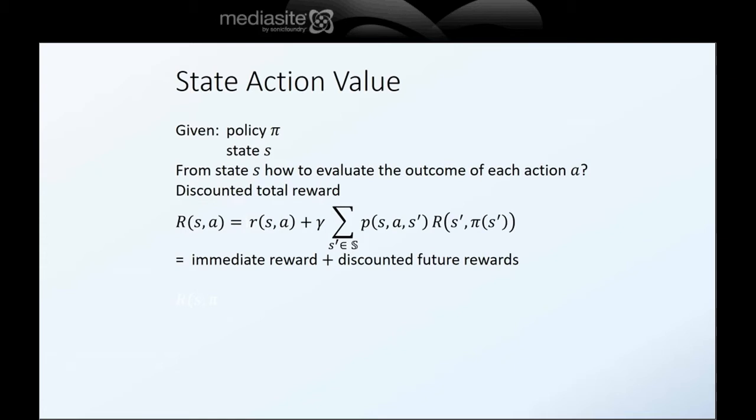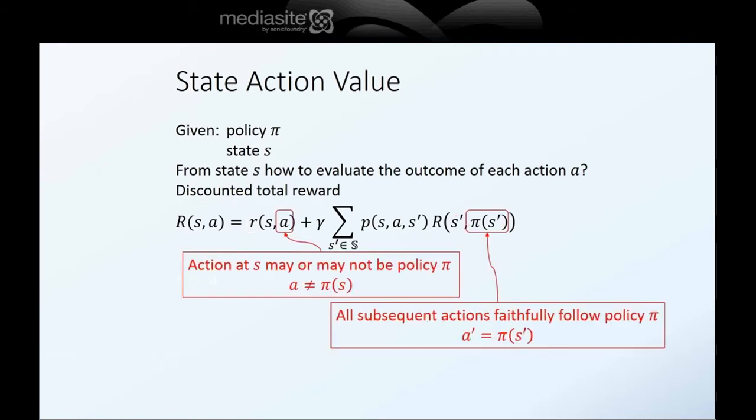So we begin with the usual expression. This is the expression for the discounted total reward. R(S, A) is equal to the immediate reward plus the discounted expected future reward when the transition is from state S to the new state S prime here.